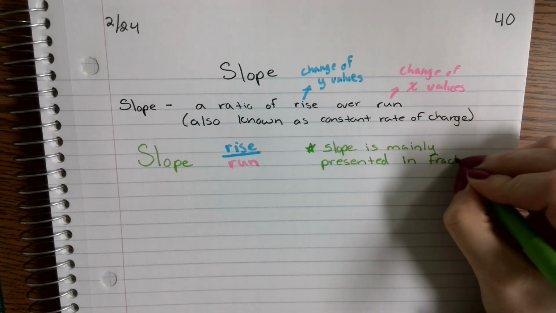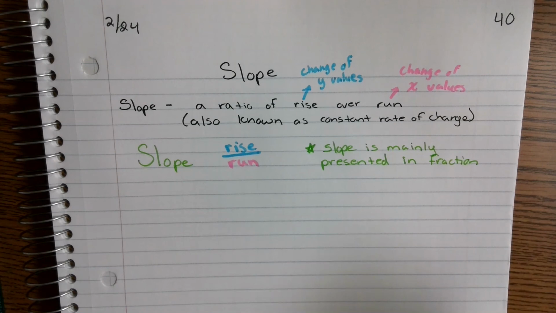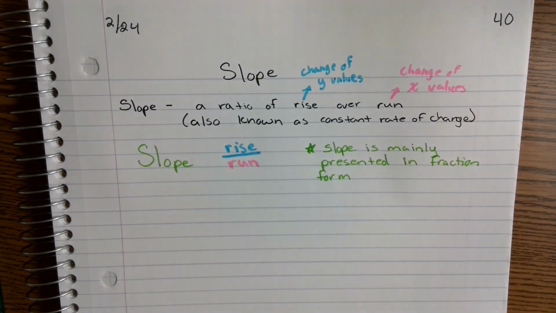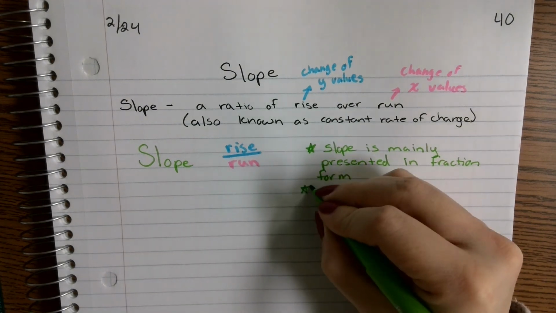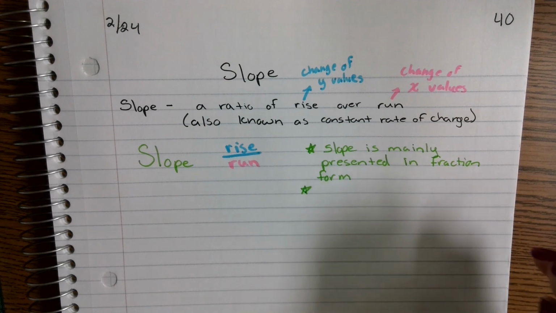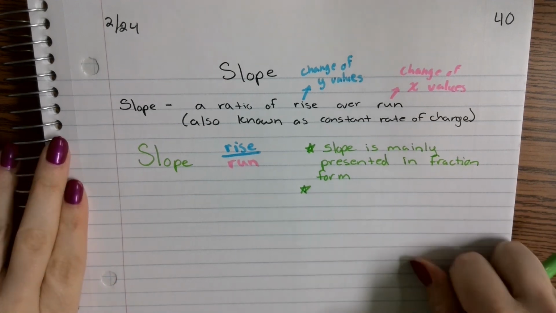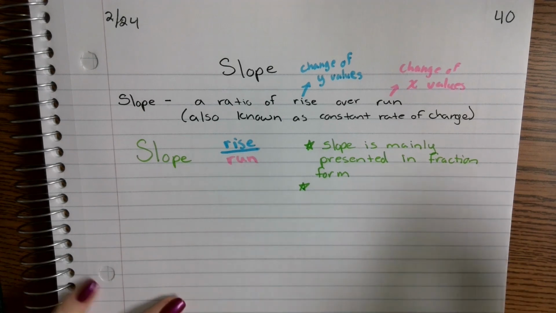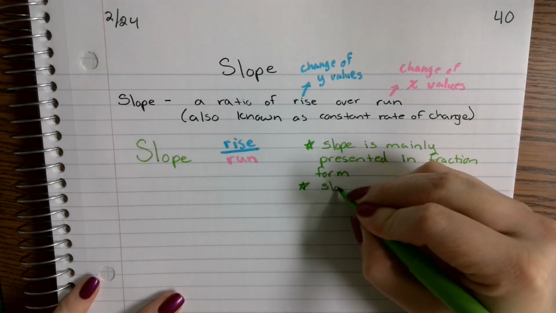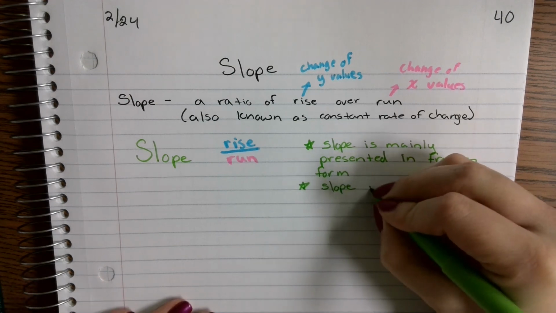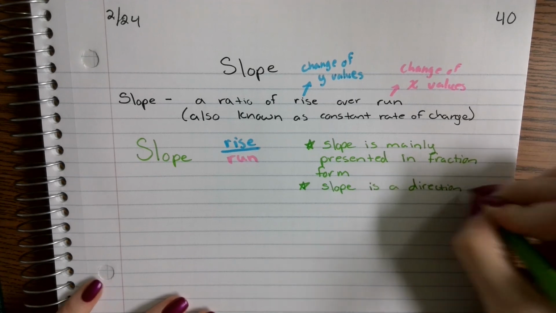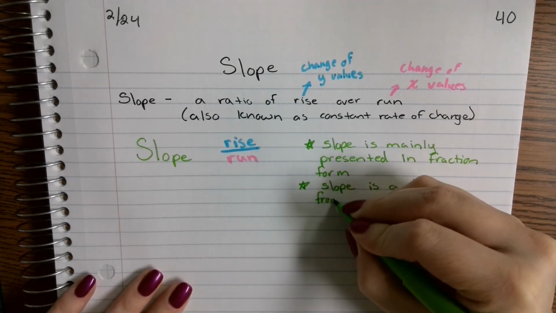Do not sit there and try converting them into decimal format. Don't put them into mixed number format. Just leave them as a fraction, either proper or improper. And the reason we want them in that format is because slope is really just a direction. It's a direction that tells you how to get from one point to the next point when you're graphing points on the line. So slope is a direction from one point to the next.